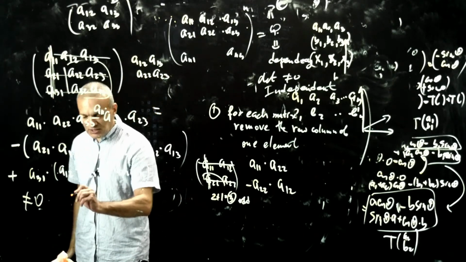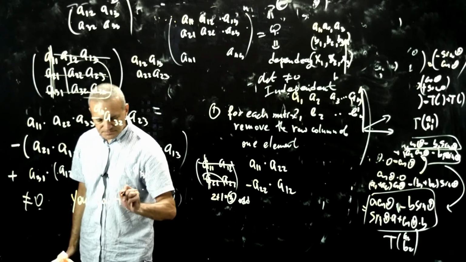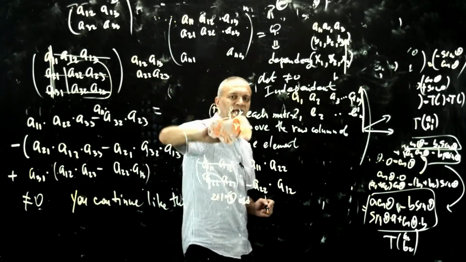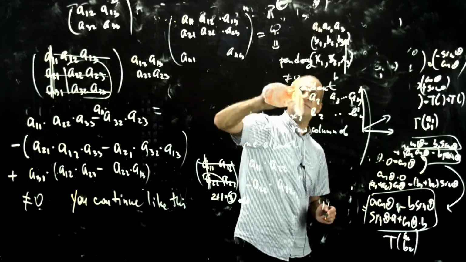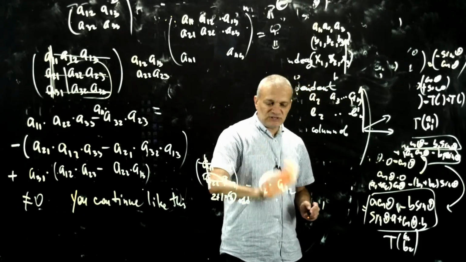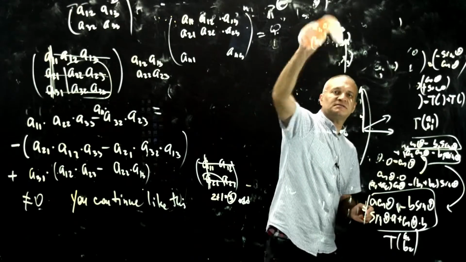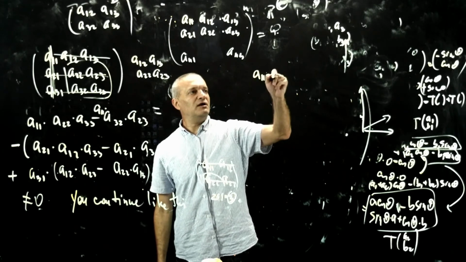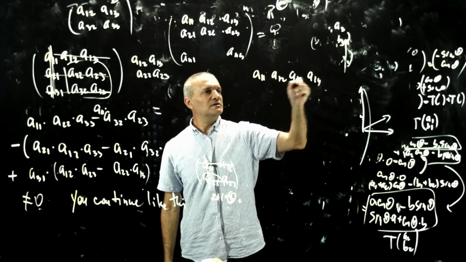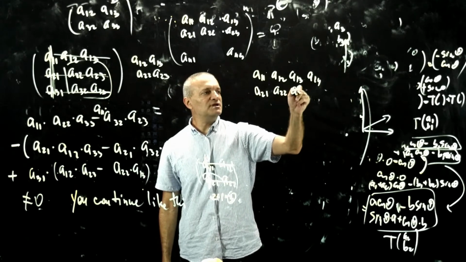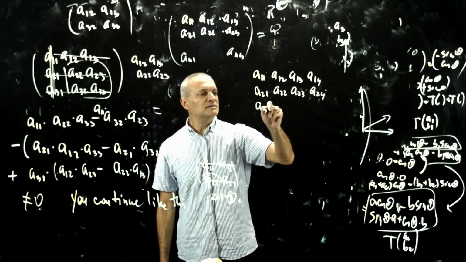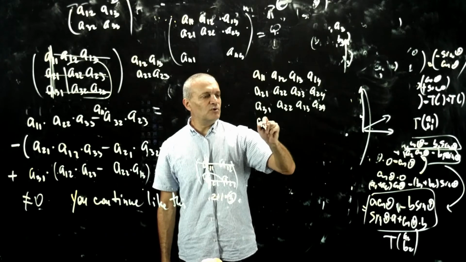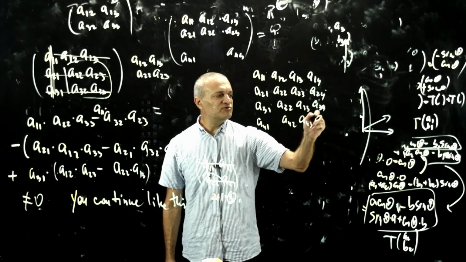And now what you want to do, you continue like this. So now if you have a 4 by 4 matrix, you play the same game. Because now you know how to calculate a 3 by 3 matrix. So now you are going to calculate a 4 by 4 matrix relying on 3 by 3 matrices. Okay? So you're going to have here A11, A12, A13, A14, A21, A22, A23, A24, A31, A32, A33, A34, and then A41, A42, A43, A44.